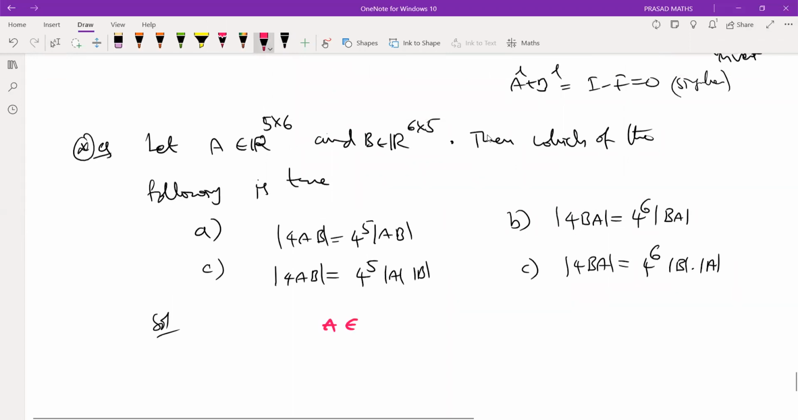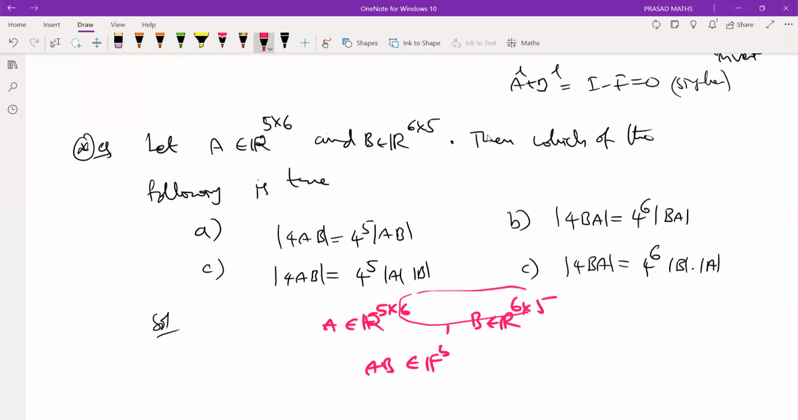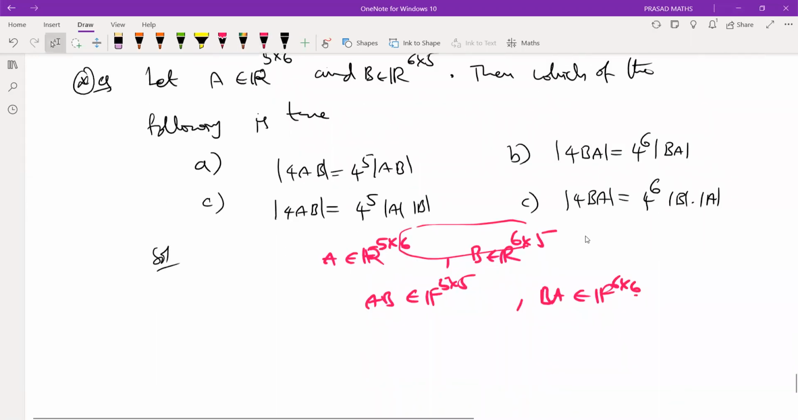A is a matrix of order 5 by 6, and B is a matrix of order 6 by 5. You know what the AB matrix order is? AB is 5 by 5. Similarly, BA is 6 by 6. Therefore, the AB matrix has 5 rows and the BA matrix has 6 rows and 6 columns.